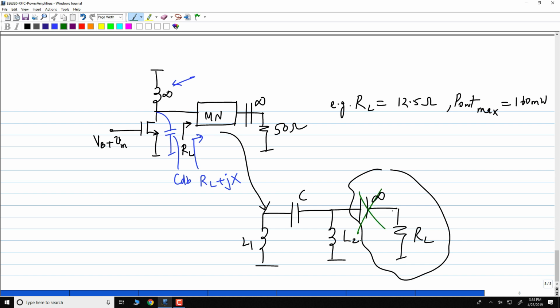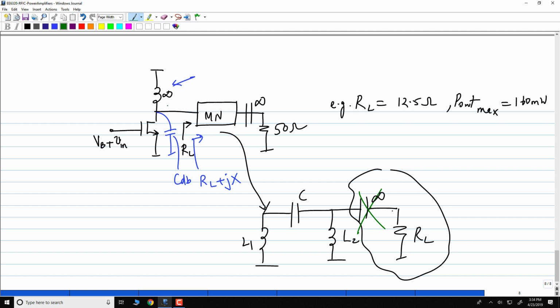Anyway, the inductance is going to ground. I'll let C itself perform the job of DC blocking. I don't need a second very large DC blocking capacitor. That will definitely save area. Okay, what else can I do? There is one problem though.